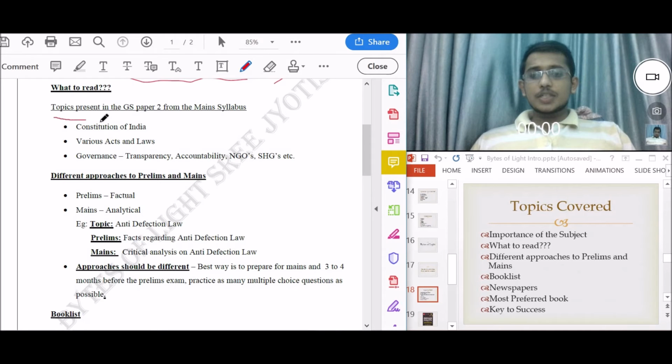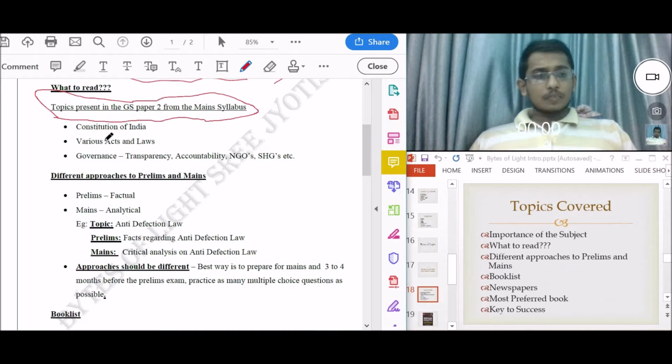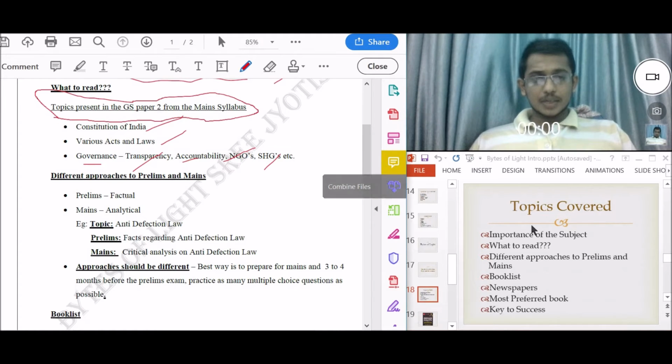Topics present in the GS2 paper from the mains syllabus. The main syllabus has been explained to you in the previous video, in which you can find topics like Constitution of India, various acts and laws about governance. It would include transparency, accountability, NGOs, SHGs. You can revisit the main syllabus of GS paper 2 in order to understand what are to be read. So that is mainly to be read. So that is about what is to be read.